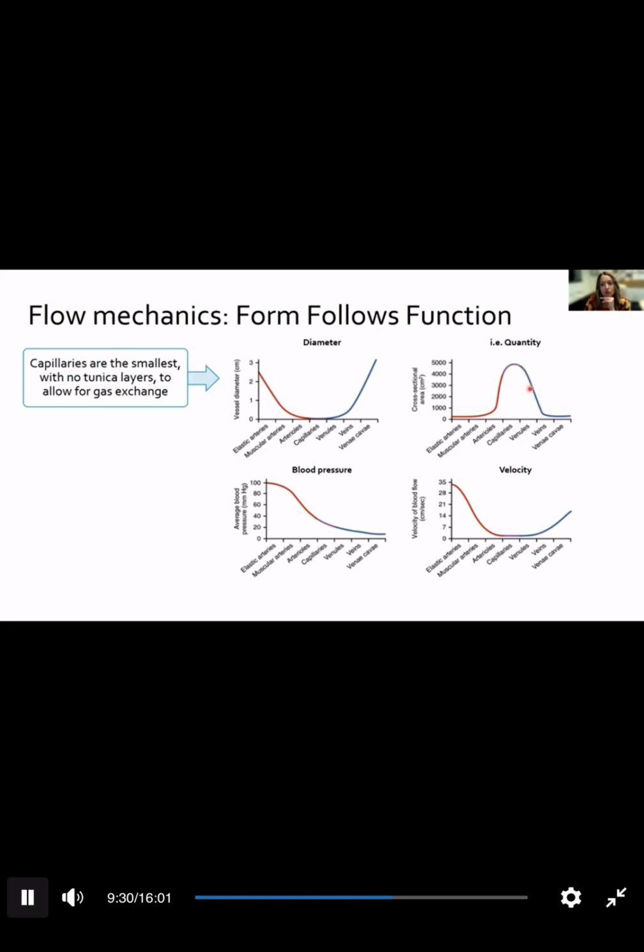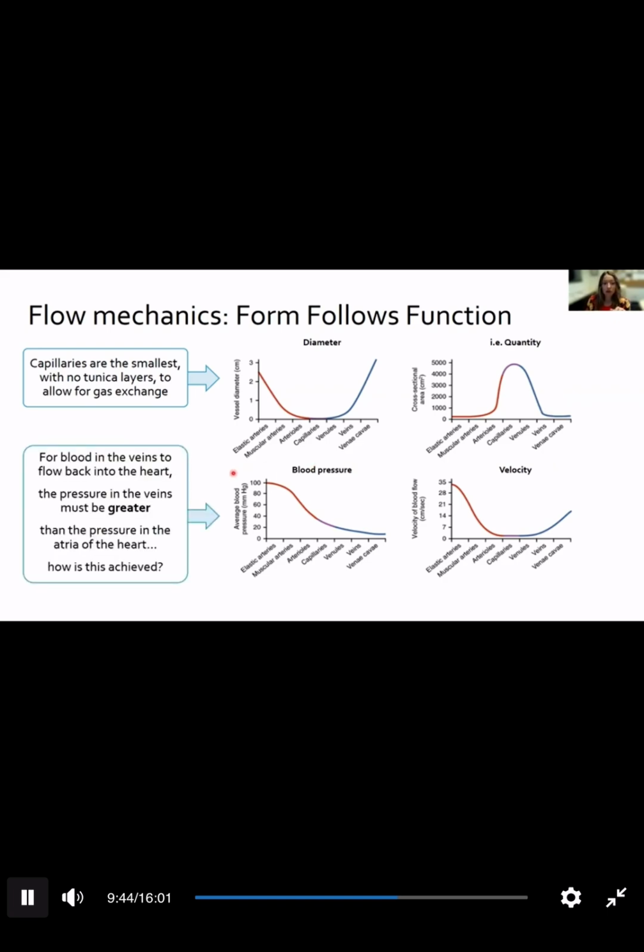Then the venules and the veins are going to take up a little bit of space, but you can see now when we go down towards the vena cava, back towards the heart, there's fewer and fewer of those types of vessels. Okay, so pressure.